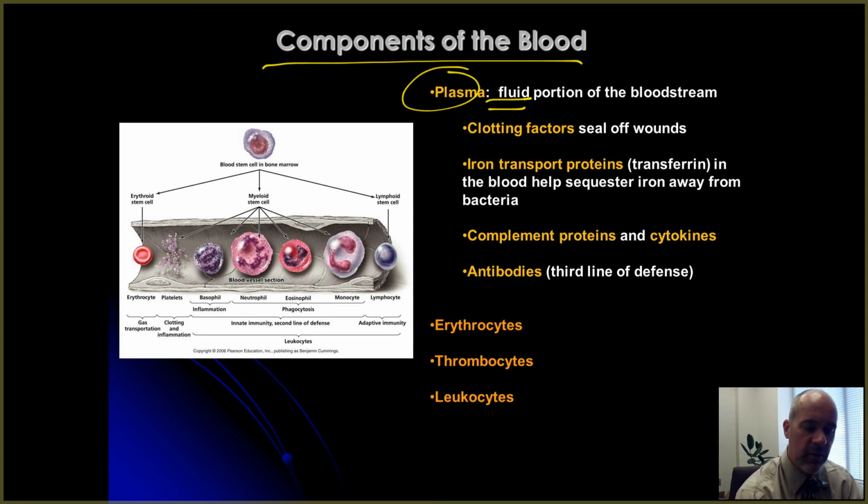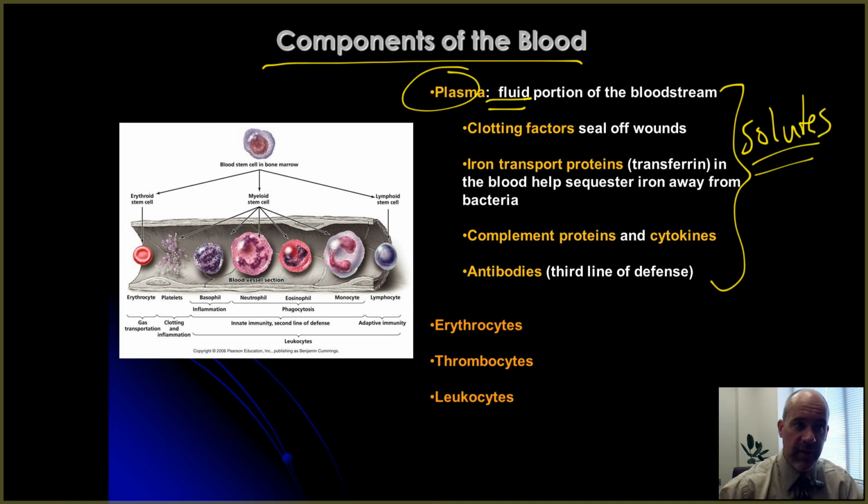And some of the solutes in there, these are all solutes that are present in your plasma, include clotting factors that go through that coagulation cascade you learn about in AMP2 that causes blood clots to form. That's obviously important for immunity because it helps to seal off wounds.